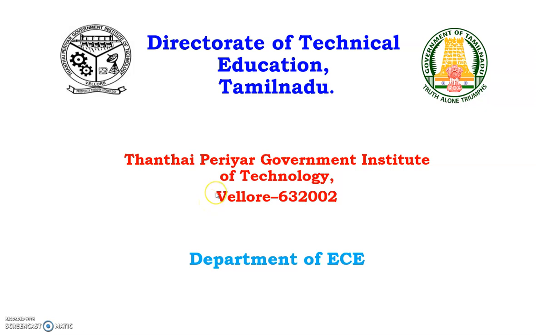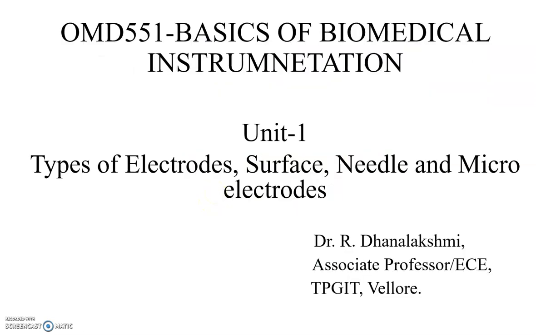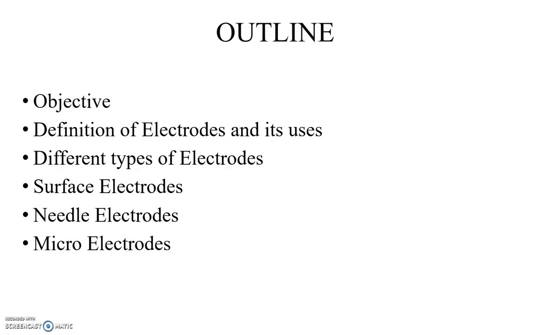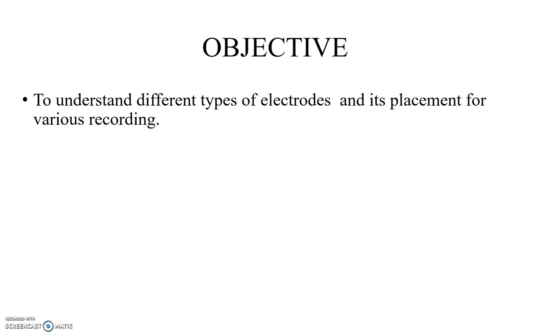Hello everyone, let us discuss some of the topics: types of electrodes, surface, needle and microelectrodes, under Unit 1 of basics of biomedical instrumentation. Outline of my presentation: objective, definition of electrodes and its uses, different types of electrodes, surface electrodes, needle electrodes and microelectrodes. First, objective: to understand different types of electrodes and its placement for various recordings.